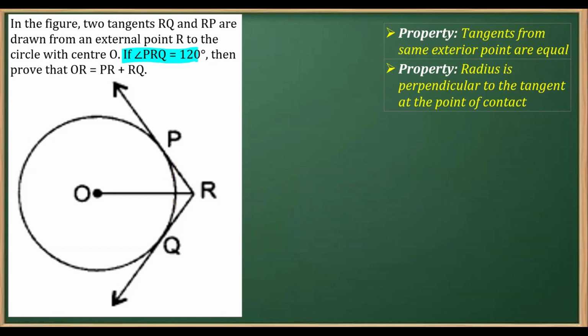Then we have to find a relation here, that is we need to prove OR is equal to PR plus RQ. That's what we have to find out. Well, this question involves construction. Any question involves construction, students say that they find it difficult to remember what construction.